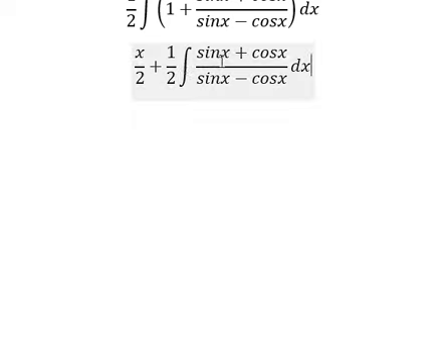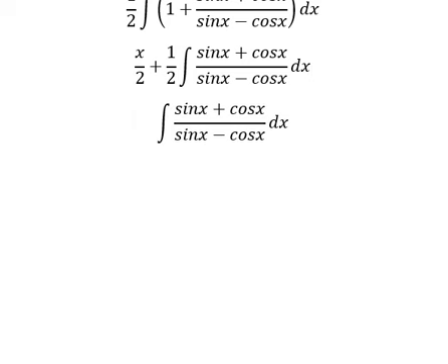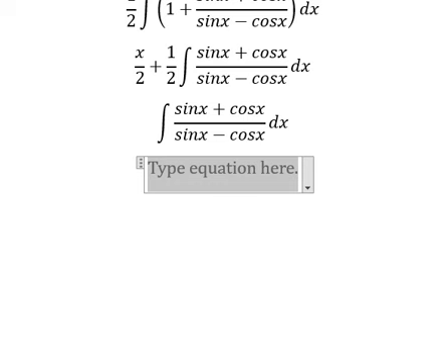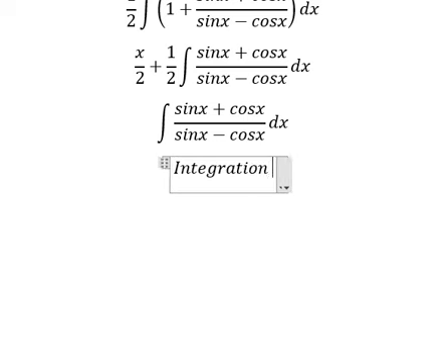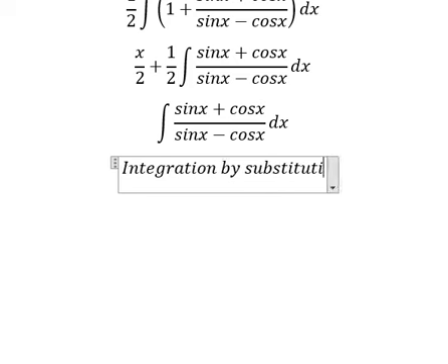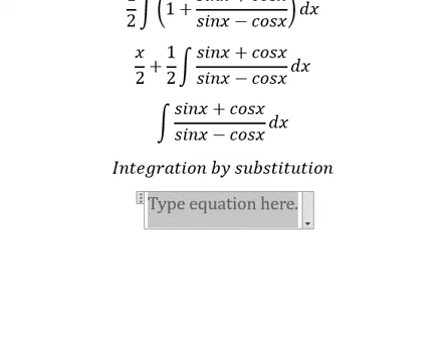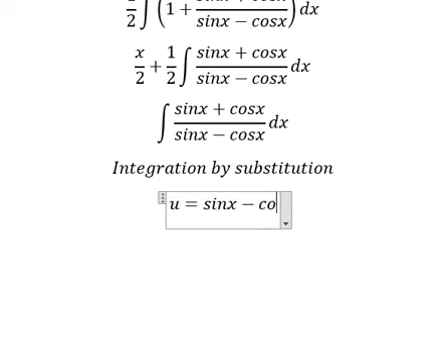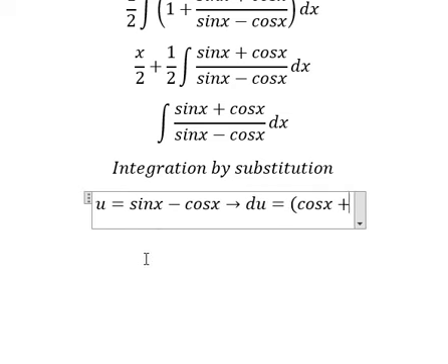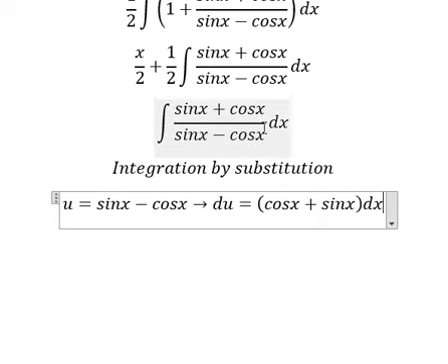Now we need to focus on this one. So we can use integration by substitution. So I will put u equals to sin x minus cosine x. Now we can do first the derivative for both sides. And we got like this.